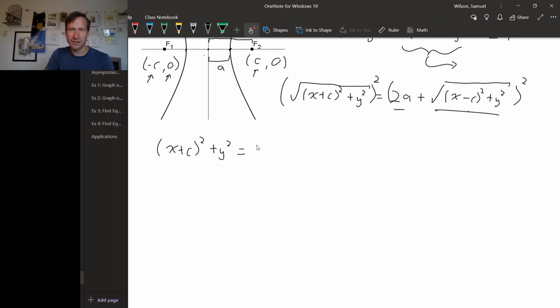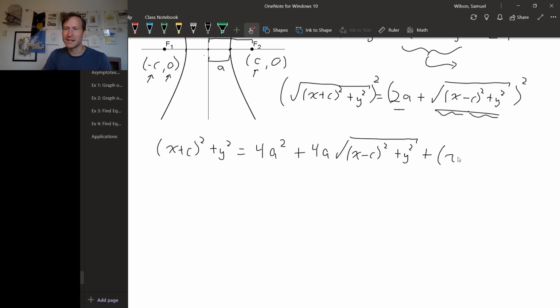So first part squared is 4a² plus twice the product, so twice 2a times the square root, so that's 4a times the square root part, so the square root of (x − c)² + y², plus the second term squared. But squaring the second term just undoes the square root, so we get (x − c)² + y². Okay, sorry, this should be y² here, so that the y² on both sides cancel.